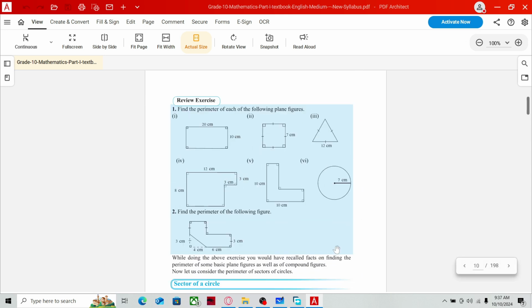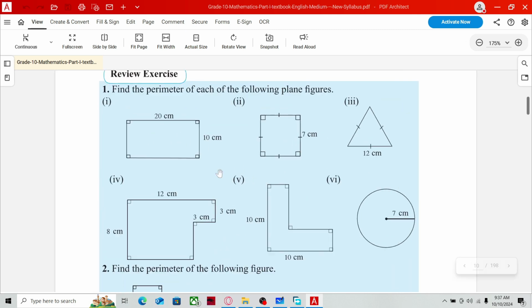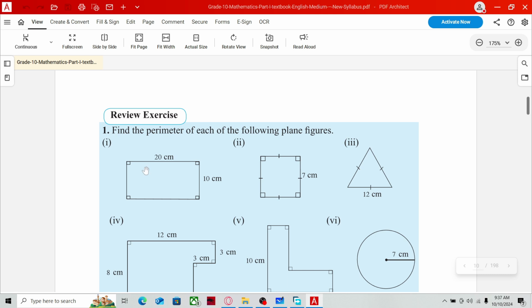So let's move on to the review exercise, and in here we have figure one, or you can say question one. Find the perimeter of each of the following plane figures. In the first one we have a rectangle, right? In this rectangle, what are the given data? There is a 20 centimeter length and a 10 centimeter breadth.